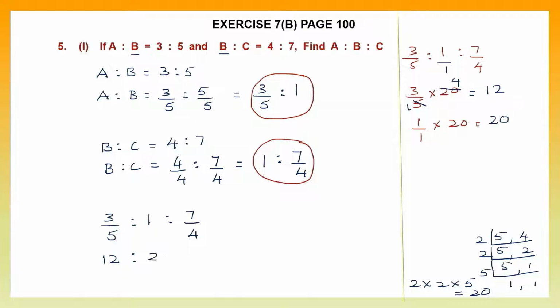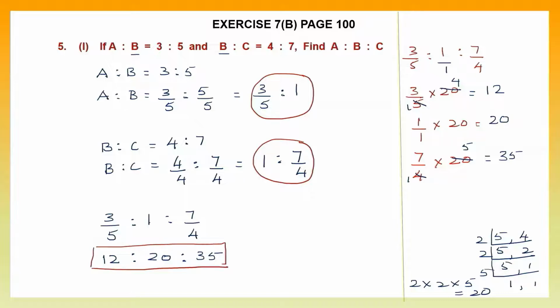So the second term is 20 is to, let me take the third one, that is 7 by 4 multiplied by the LCM. Now cancel, 4 1s are 4, 4 5s are 20. 7 5s, let's multiply, 7 5s are 35. So the third term of my ratio is 35. So this is my final answer. A is to B is to C is 12 is to 20 is to 35.